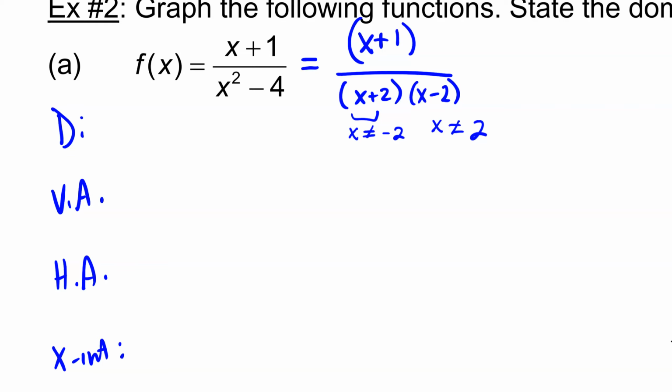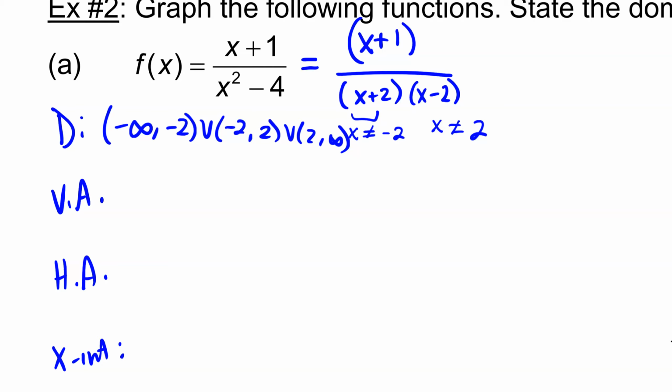So imagine you have a giant piece of paper with a bunch of numbers, and you only want to cut out 2 and negative 2, and then tape all the rest of the paper together. That's literally what we're writing when we write domain. I want all the numbers except negative 2 and positive 2. That's the domain.